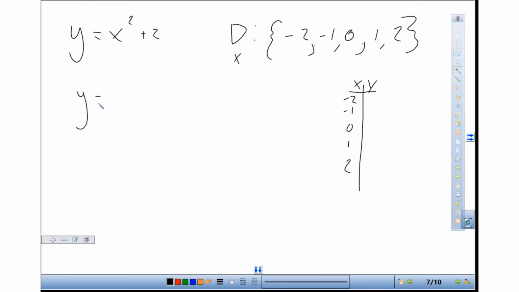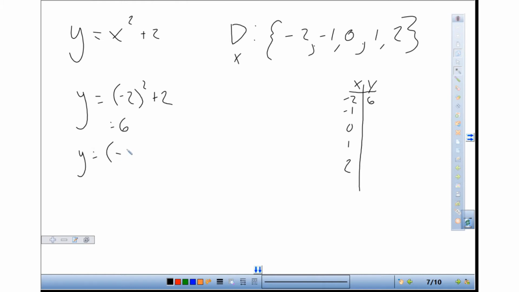So y equals, when we plug things in, make sure you put parentheses around them. Because see, that will change your entire problem. So this is (-2) squared, which is 4, plus 2 is 6. Okay, so you have to be very, very careful with that.